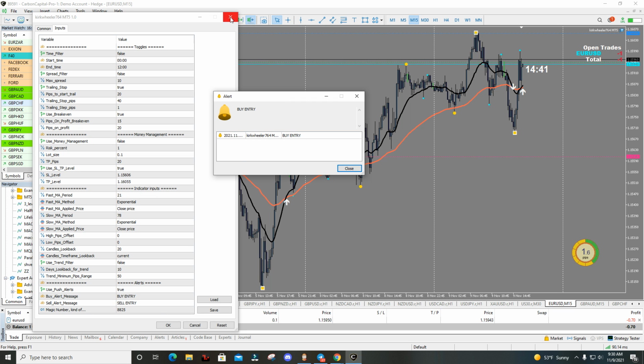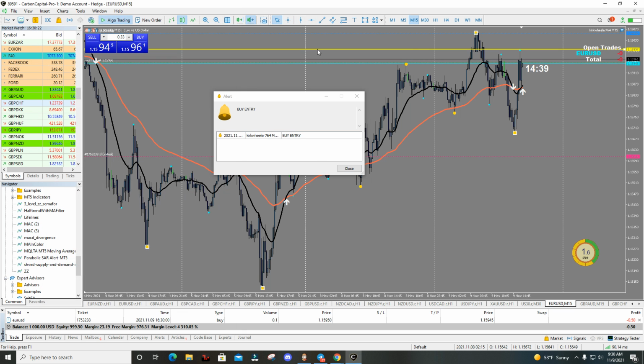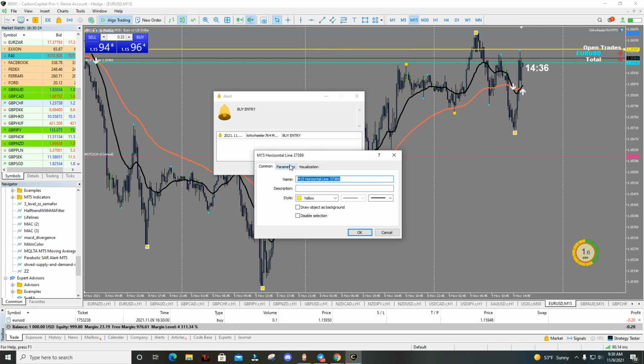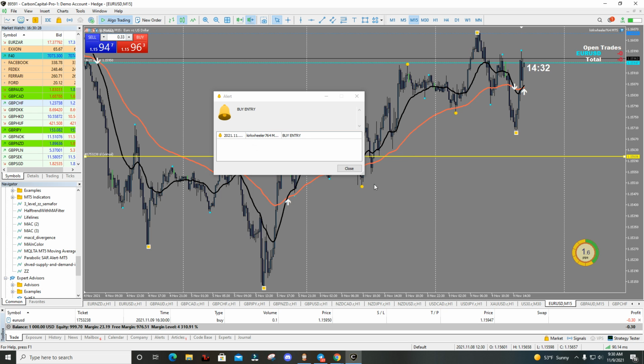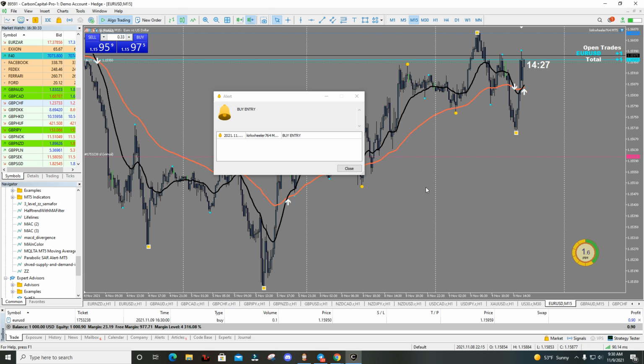1.15606. Close this out. 1.15606. Yep. Okay, it entered it. I put it in wrong. So that worked. It's in the buy.